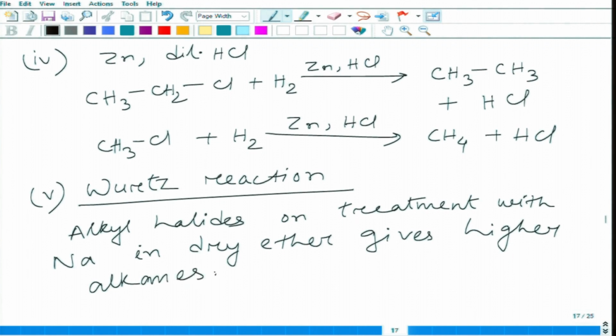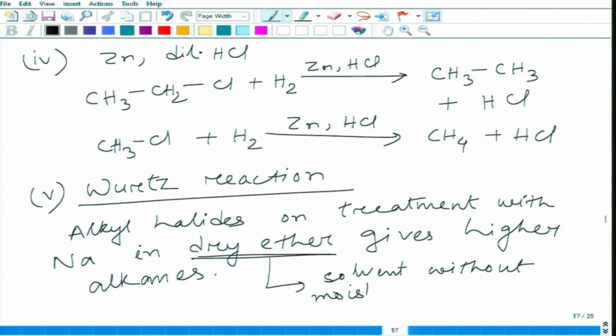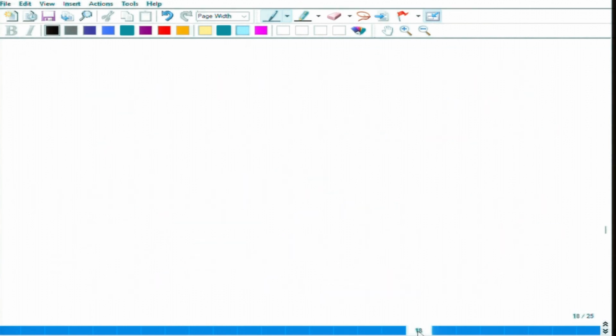Okay. So, the starting alkyl halide will give a higher alkane, and it is very important to note this dry ether. This is a solvent, and what does dry ether mean? Dry ether means solvent without moisture content or without water content. There should be no water in it. Okay. So, what is the reaction?